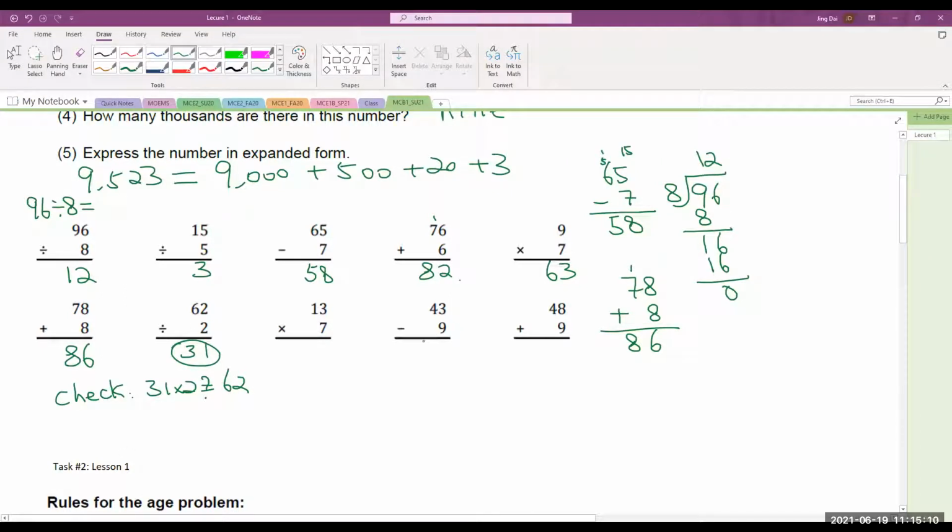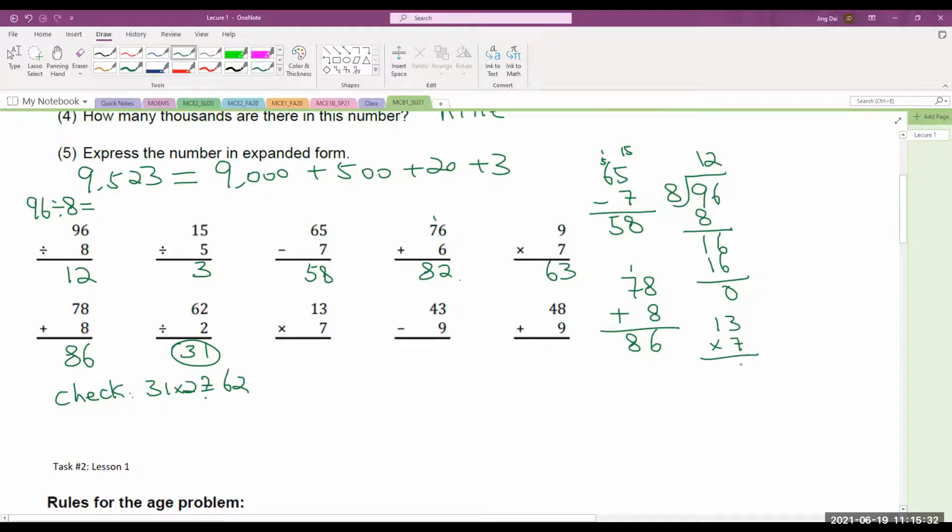13 times 7. This one is a little tricky. Who wants to do this one? This is a multiplication. That's easy for me. Hey, Nuolong, can you do it? 13 times 7. 91. Very good.